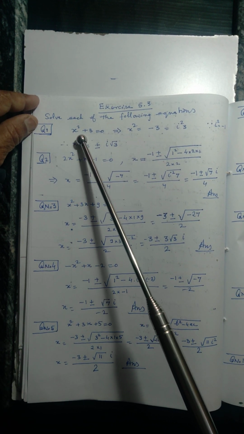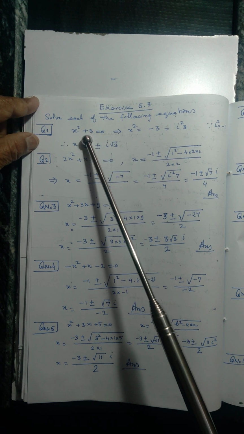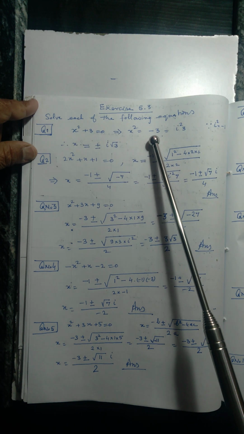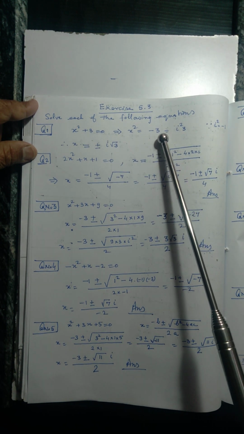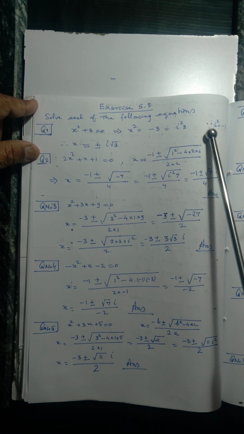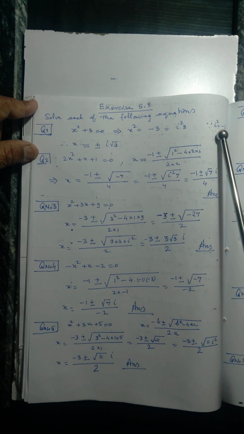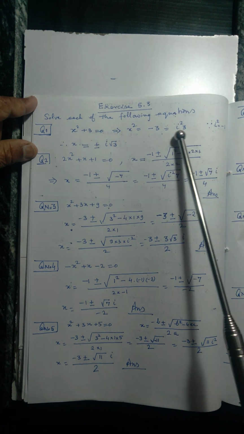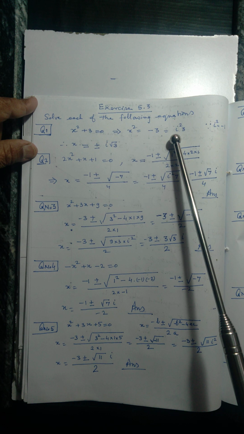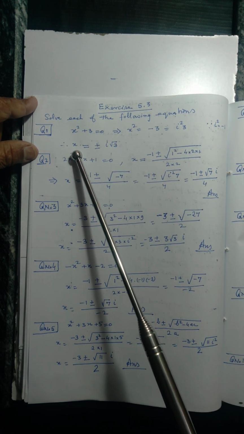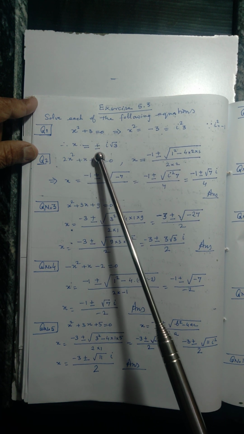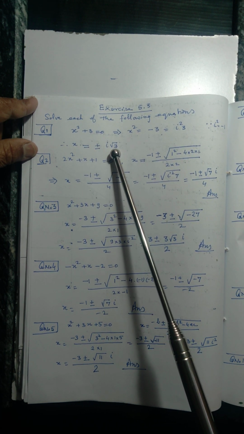Number 1, x square plus 3 equal to 0. Now transpose 3 to the right hand side. You will get x square is equal to minus 3. So, in place of minus 1, we can put iota square, means iota square is equal to minus 1. So in place of minus 1, I have put here iota square. Now take the square root of both the sides. So here x will be equal to plus minus iota root 3.